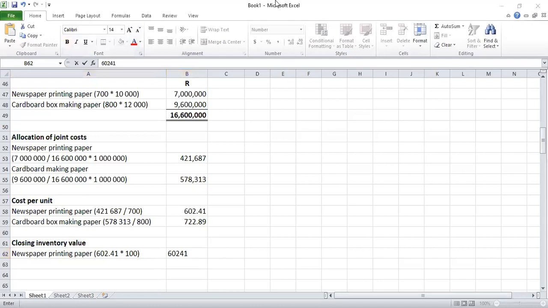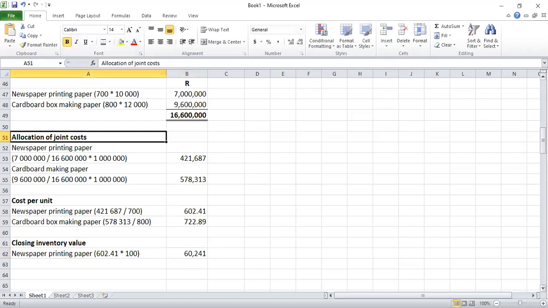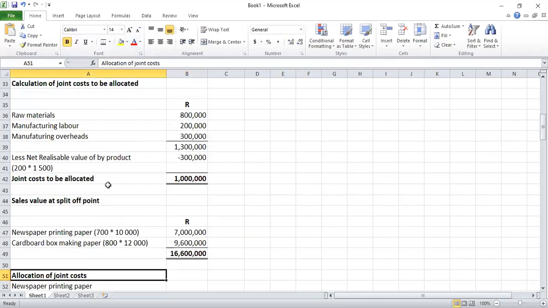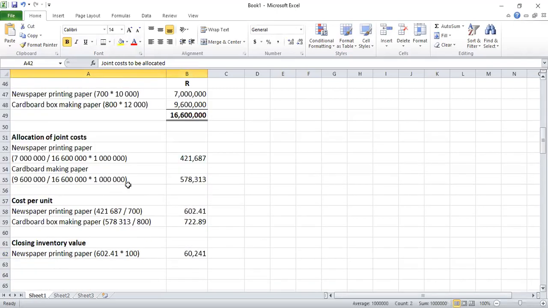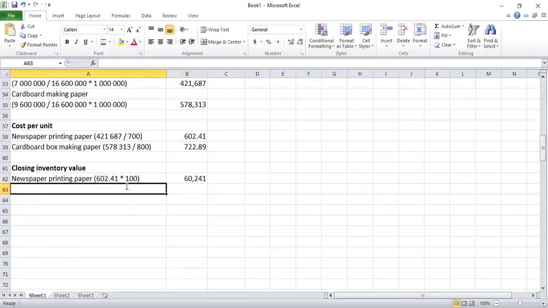Joint cost, yes. The 1 million is the joint cost. Remember that we're allocating joint cost. So the 1 million is the joint cost to be allocated, the one we calculated here. Right. Then cardboard box making paper.